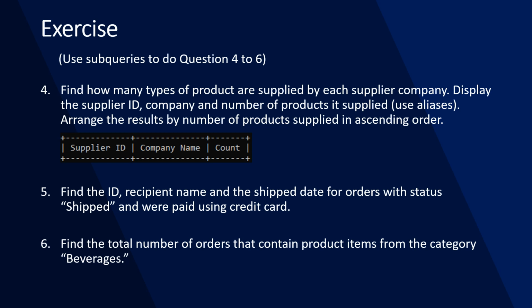Also, question number 5: find the ID, recipient name, and the ship date for orders with status shipped and were paid using credit card. We also need to find the total number of orders that contain product items from the category beverages. So that's questions 4 to 6.